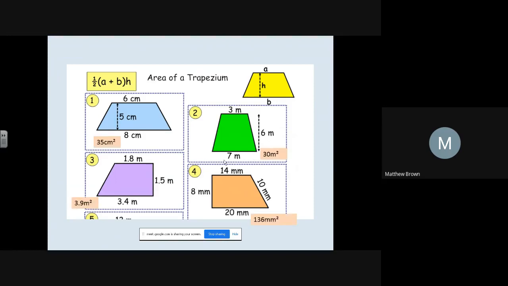Okay, so that's what you should have got, guys. Number 4, the sloping side isn't used for anything, so it's only really a bit tricky. You'd use it for perimeter, but not for area.